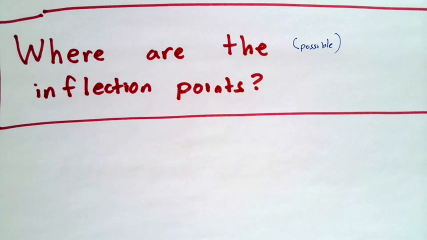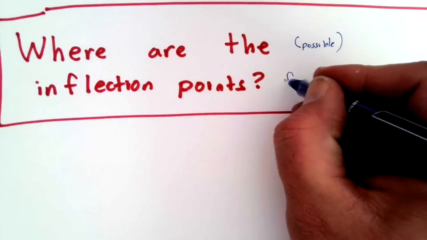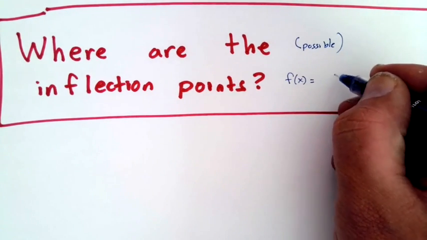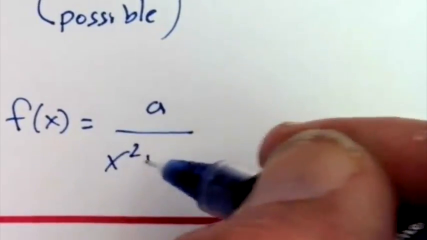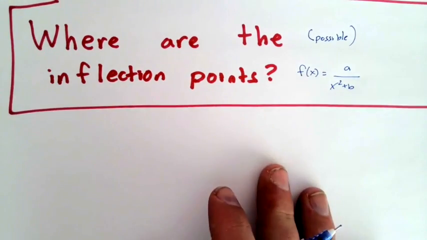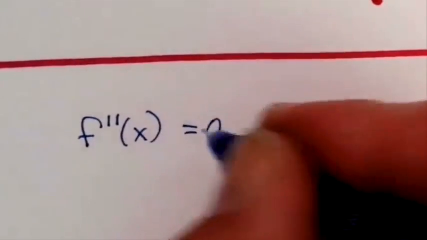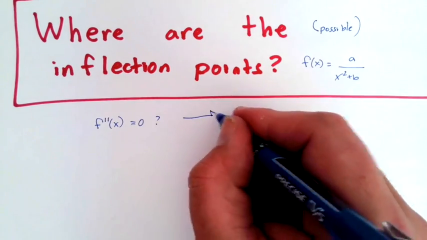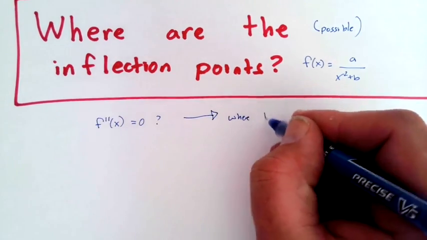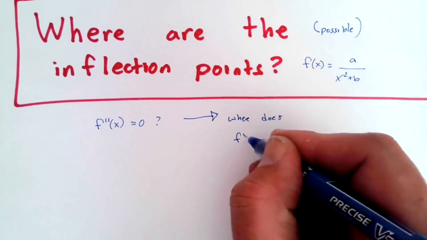Now to find where the possible inflection points are, remember our f of x here is equal to a over x squared plus b. Where are the possible inflection points? We're looking for where f double prime of x equals 0, but that's only to lead us to where f double prime of x changes signs.